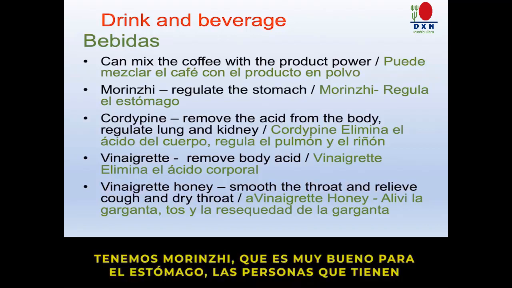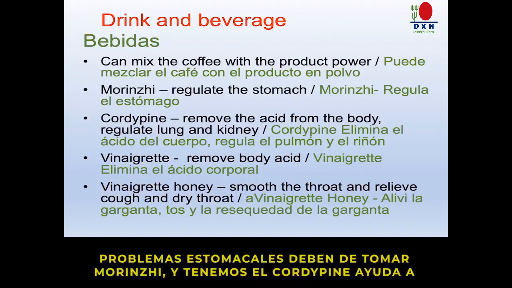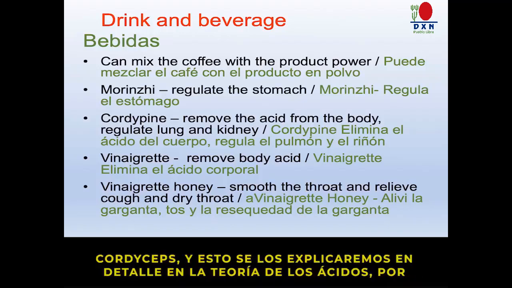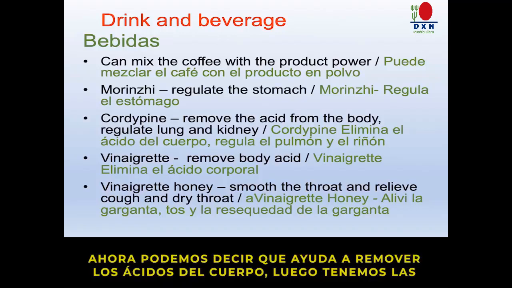Then we have Morinji. Morinji is very good for the stomach. Those people who have stomach problems should take Morinji. Then the Cordyceps is to remove the acid from the body, to regulate the lung and kidney. This we are going to explain in great detail in the acid theory. For now you just know that you can remove the acid from the body.